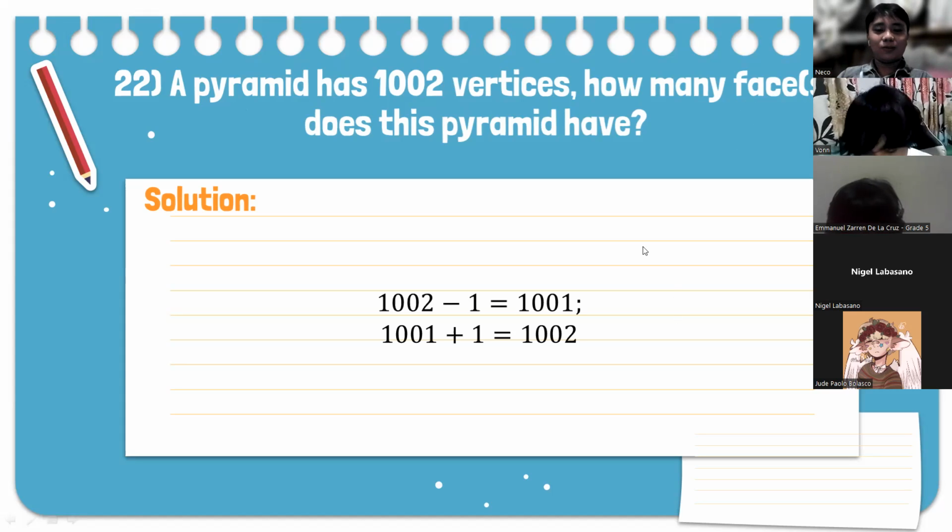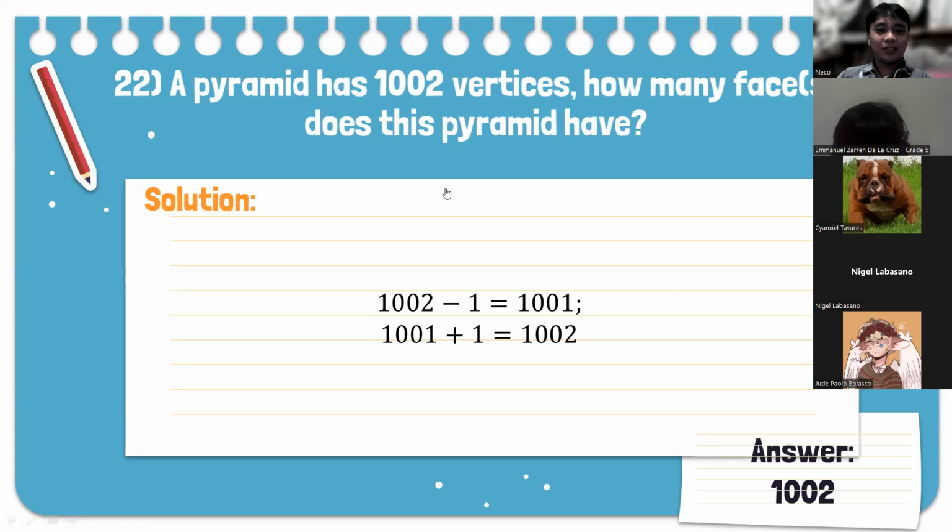So let us look at the solution. They should have just said it's equal. I did another solution here. First, I got the basic number of faces and vertices of a pyramid. In a basic pyramid there are 5 vertices and 5 faces. I noticed that these two are equal. So if there are 1,002 vertices, then there should be 1,002 faces. Still, the answer is 1,002.